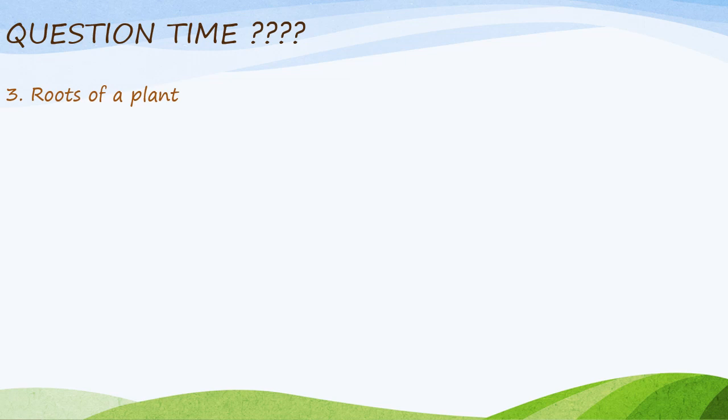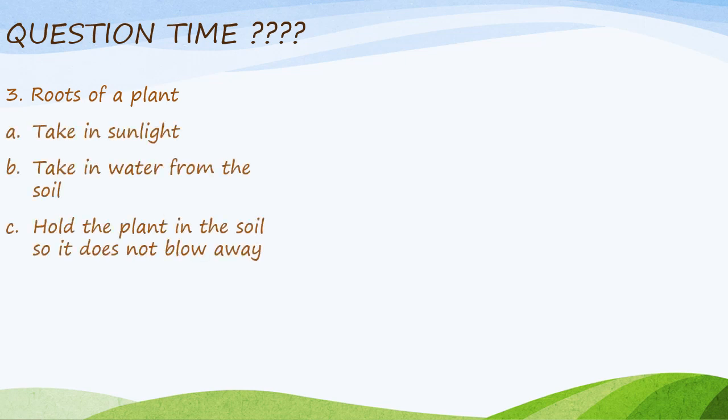Roots of a plant take in sunlight, take in water from the soil, hold the plant in the soil so it does not blow away. Now you have to choose the correct answer from these three options. Think of the answer in your mind. The answer is take in water from the soil and hold the plant in the soil so it does not blow away. That is a main function of the root.